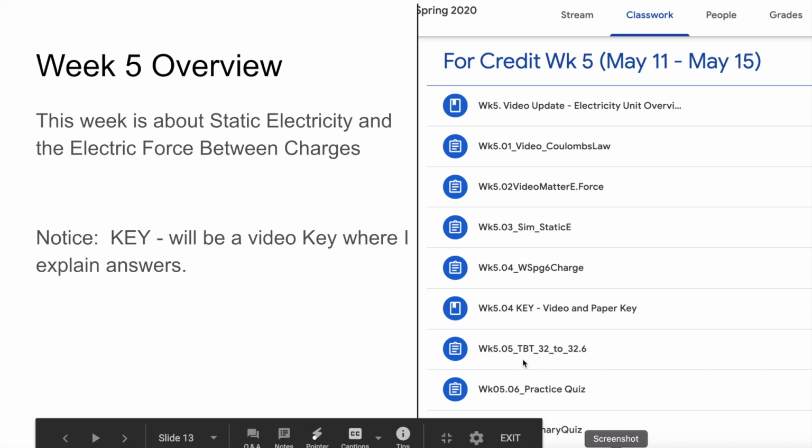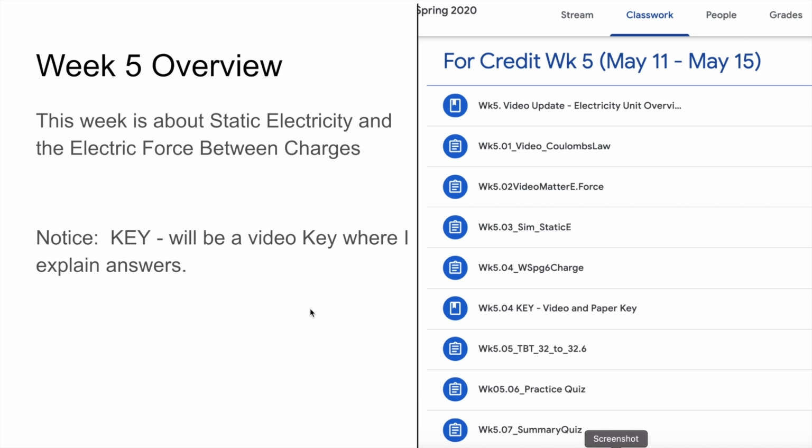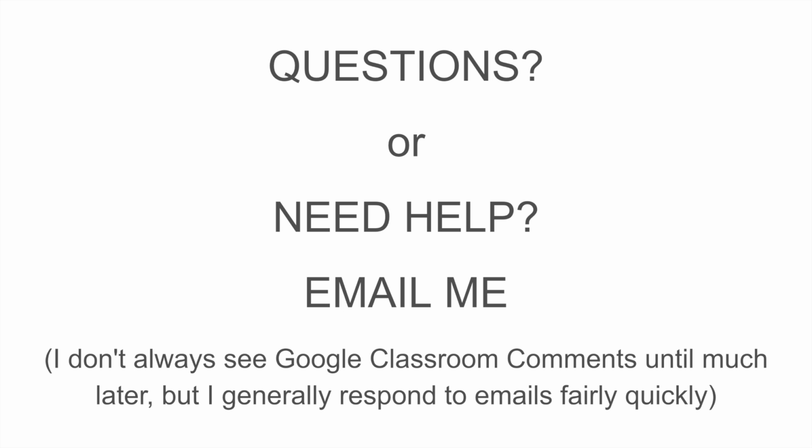Then you're going to have a textbook time, which is going to talk about static electricity and charge. Read the instructions. You can do a summary, and I appreciate that, but right now, just to lighten the load a little bit, I want you to focus on the review questions. Then you'll have a practice quiz and the summary quiz like normal. So that wraps it up for this update.